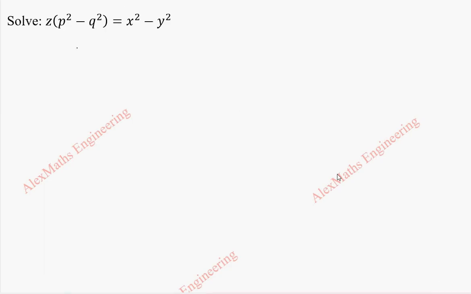In this video, we are going to solve the given partial differential equation. Let's expand this. So we get z p square minus z q square equal to x square minus y square.